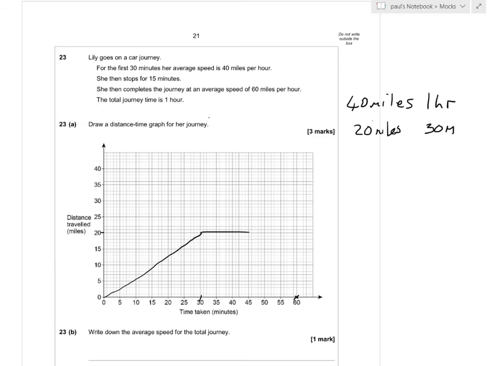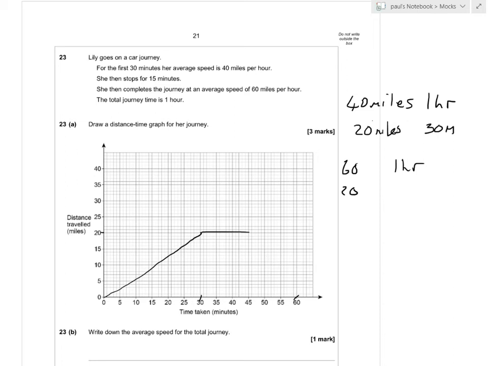Well, she completes the journey at an average speed of 60 miles an hour. So she's only got 15 miles to go. The total journey, so we're just going to join that now. So it's going to do a quarter of an hour. 60 miles, so we've got 60 miles in 1 hour. Now we need a third of that, don't we? So it's 20 miles. That doesn't add up, does it?